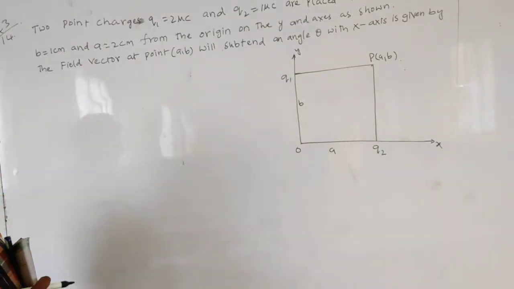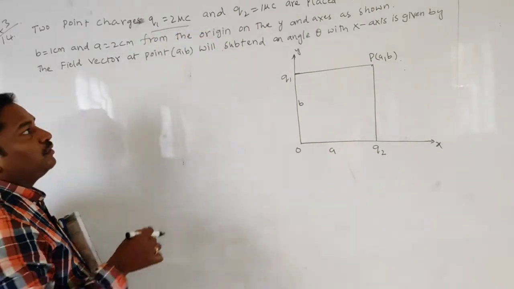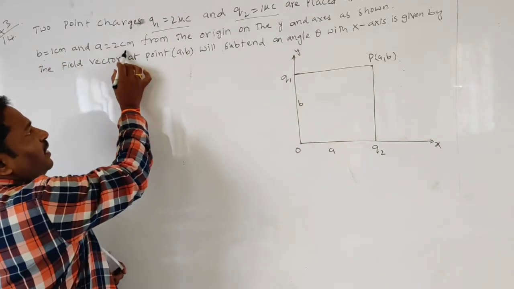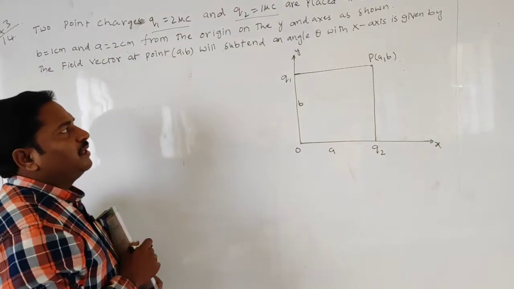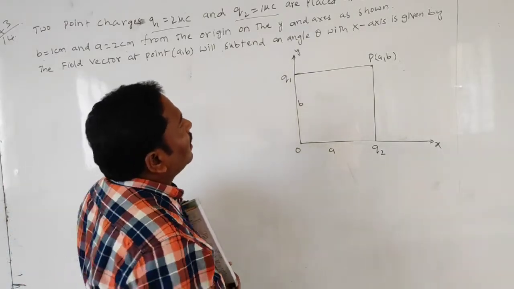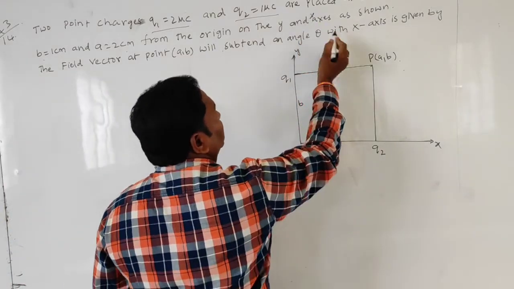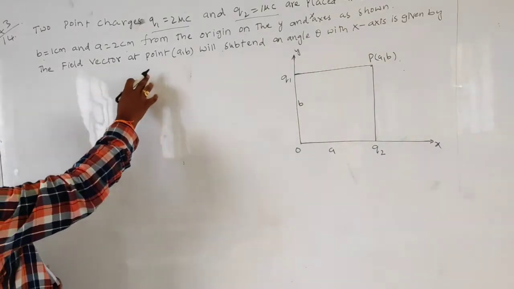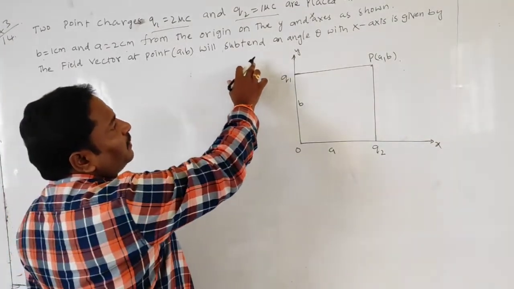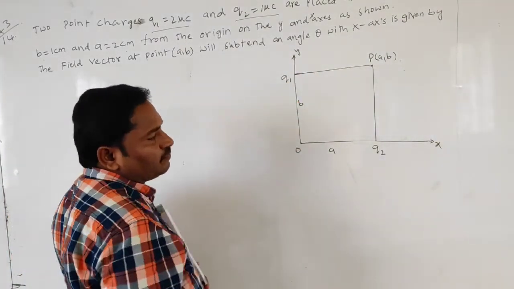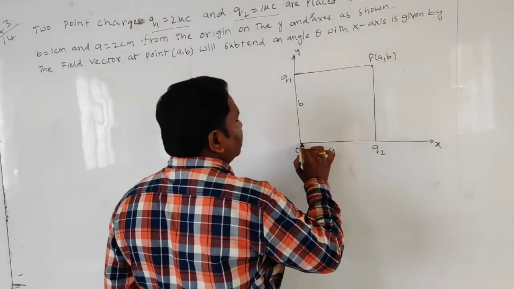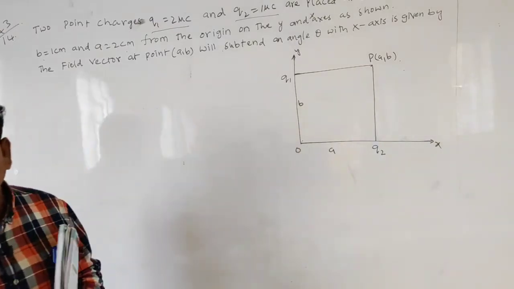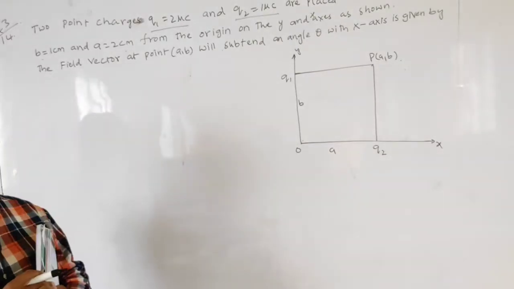Two point charges Q1 2 microcoulombs and Q2 1 microcoulomb are placed at a distance B equals 1 centimeter and A equals 2 centimeters from the origin on the y-axis and x-axis as shown in the figure. The field vector at point P subtends an angle theta with the x-axis. What is the angle we are going to find?